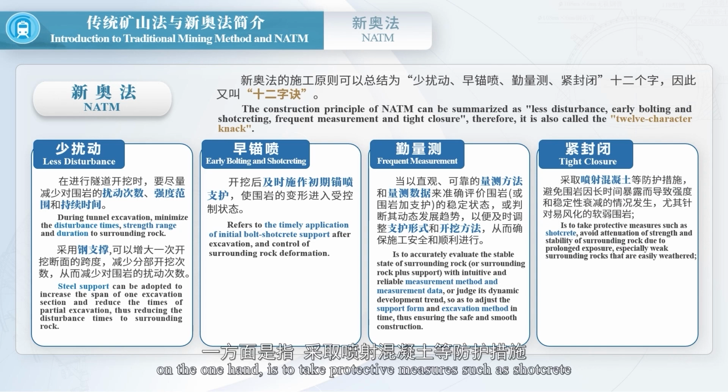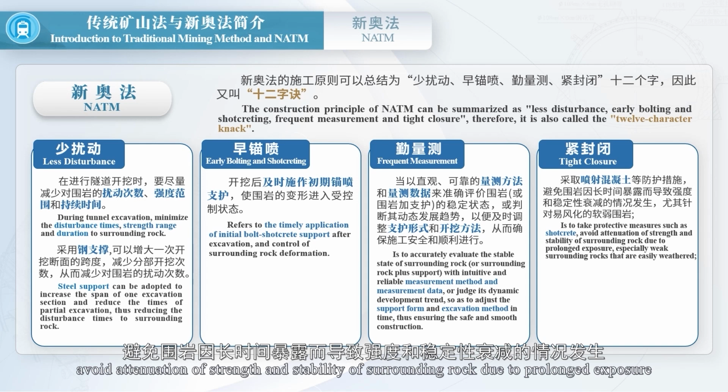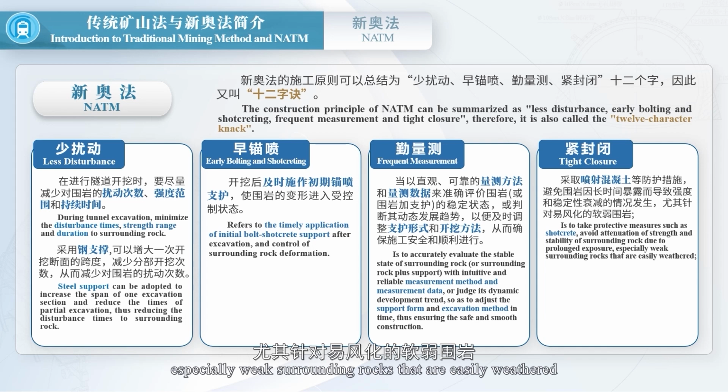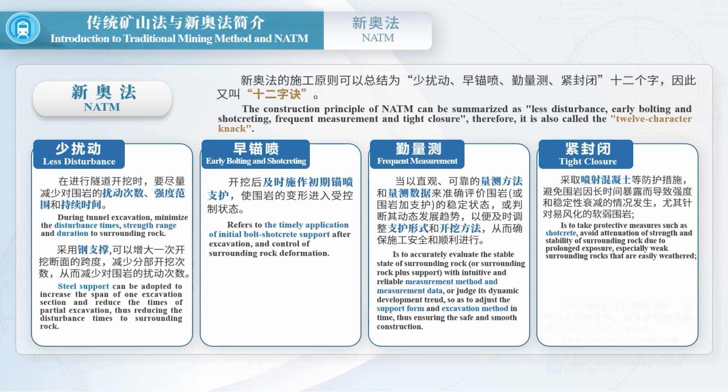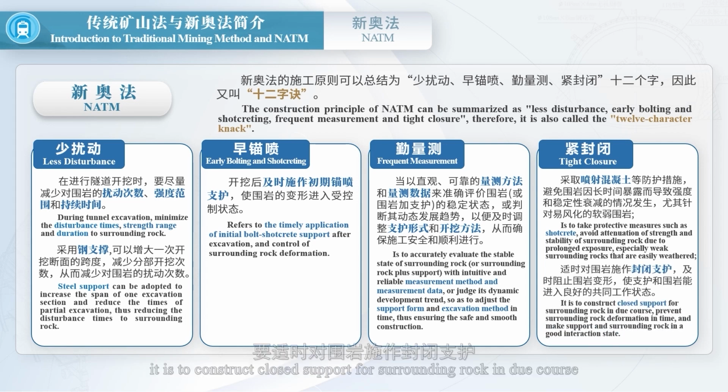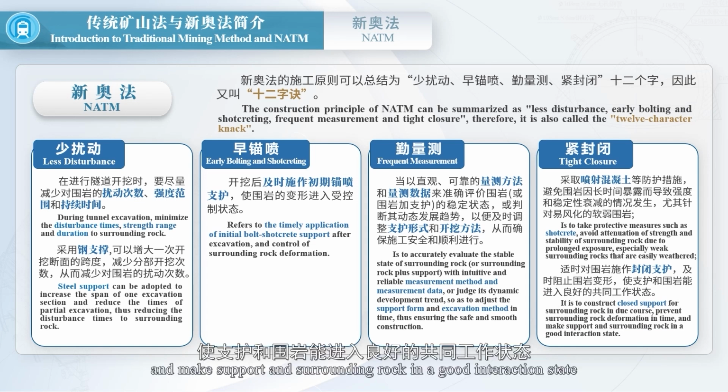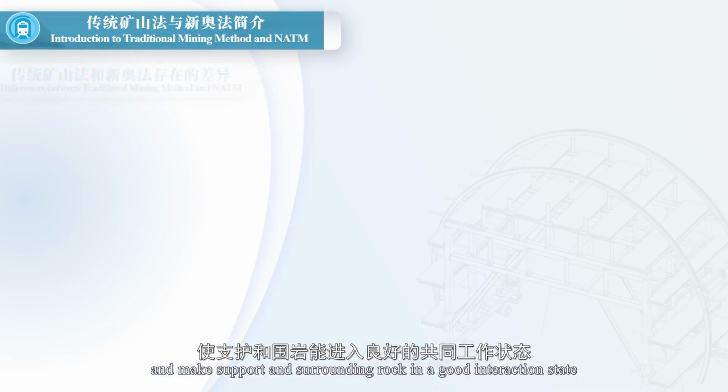Tight closure, on the one hand, is to take protective measures such as shotcrete. Avoid attenuation of strength and stability of surrounding rock due to prolonged exposure, especially weak surrounding rocks that are easily weathered. On the other hand, it is to construct closed support for surrounding rock in due course, prevent surrounding rock deformation in time, and make support and surrounding rock in a good interaction state.